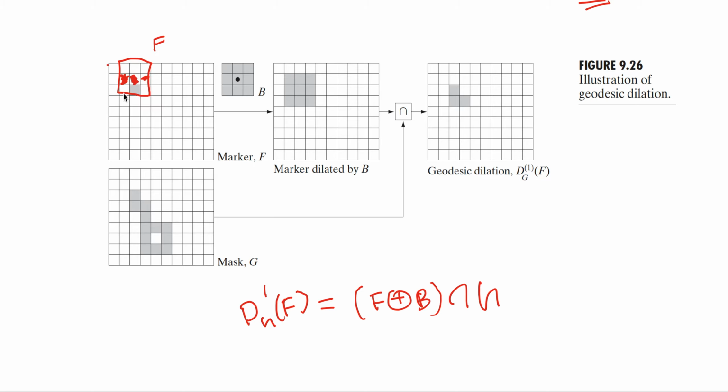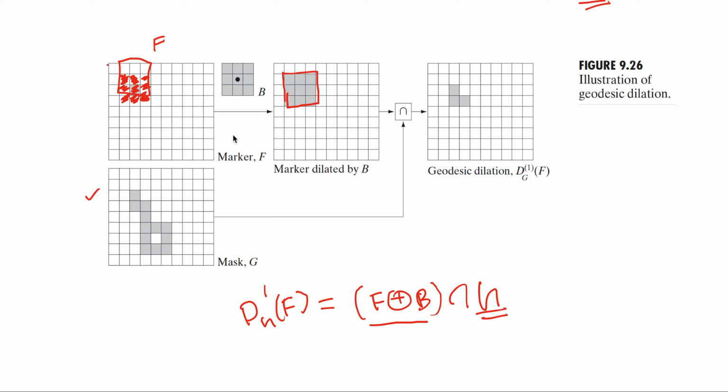So you will see that these are the pixels which will be set, which will be included in my output. And this will be also included in my output. So you can see that these pixels are selected as the output. So this is the result of dilating the marker with the structuring element b. And as the next step, you have to intersect this image with image g.